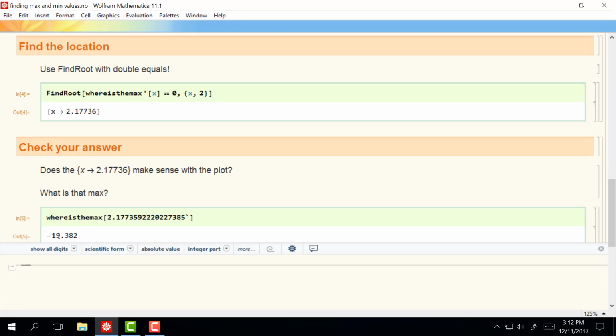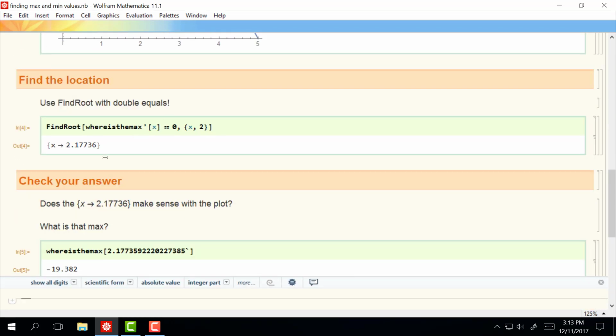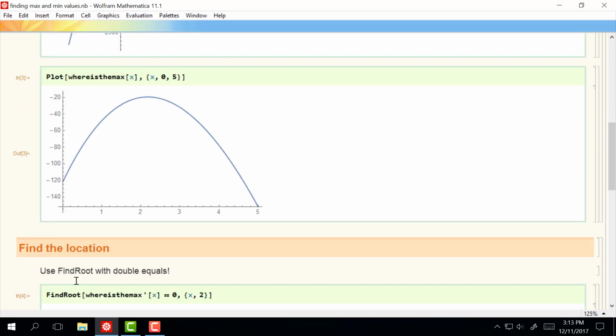Indeed, that is close to my initial guess that y equals about negative 20. And I can see that the curve does rise a bit above negative 20, so I am sure that I'm getting the maximum here. Thus, I have found the maximum at x equals 2.17736 and y equals negative 19.382. As you can see, checking your answers with a plot is a great way to be sure that you are getting the answer you are looking for.